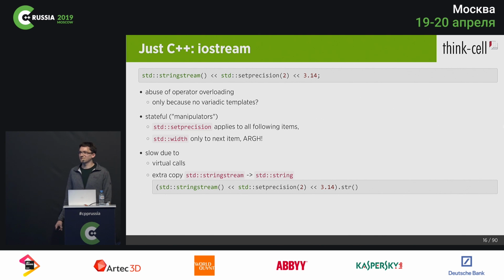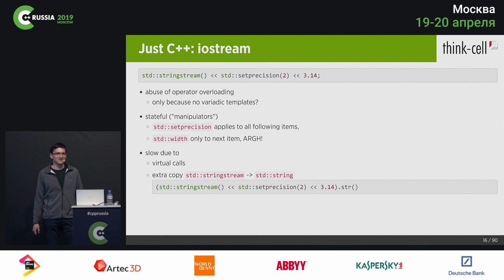Then we have the C++ side. So we can use string stream. And in my opinion, string stream is so terrible that I didn't list any pros here on the slide. I just listed cons. So first of all, you may consider this an abuse of operator overloading, which is basically, well, back then in '95, they needed a way to pass an arbitrary number of parameters into a string stream. Today we could use variadic templates to do the same without operator overloading.